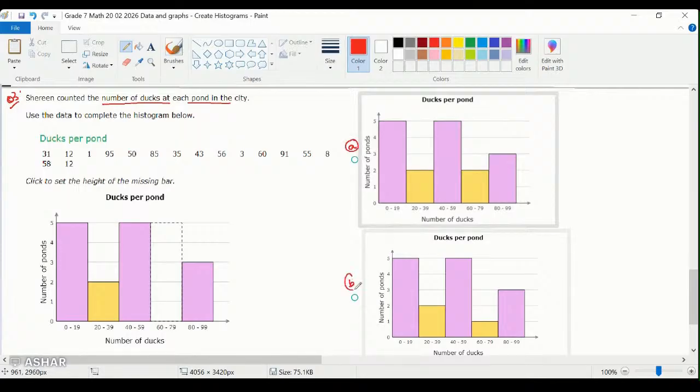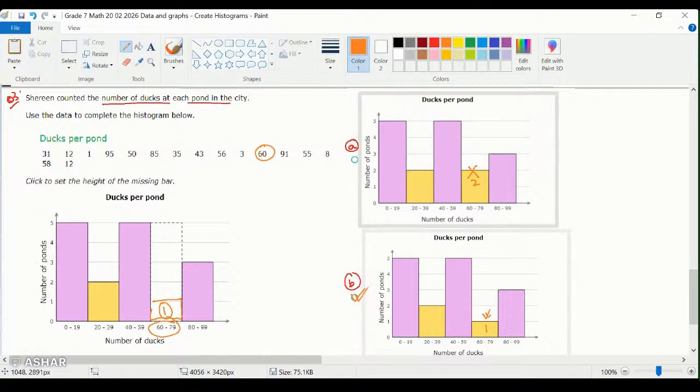So which should be correct? Let's see what we are missing over here. We are missing some information, that is 60 to 79. Let's see how many values were there between 60 and 79. Only one should be here, right? Over here, this height was 2, this height was 1. This is incorrect, right? That means option B is the answer.